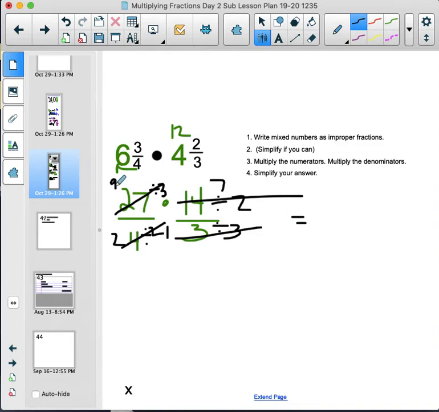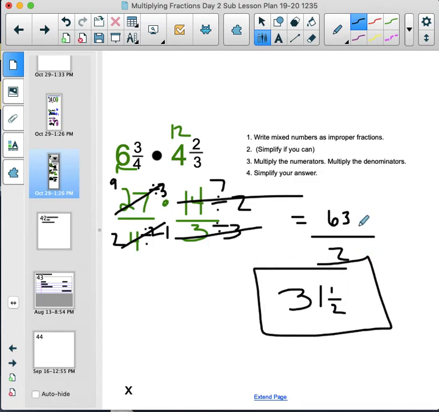So in the numerator, I'm taking 9 times 7, which is 63. And then I believe I have 2 times 1, which is 2. I think my answer is 31 and 1/2, I believe. Yes, 31 and 1/2. But if you got 63 over 2, you're golden.